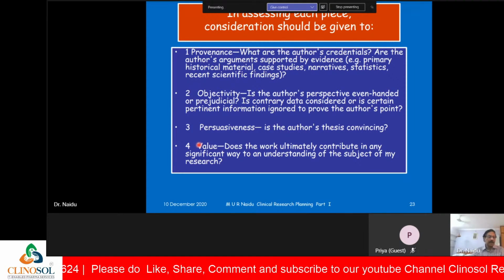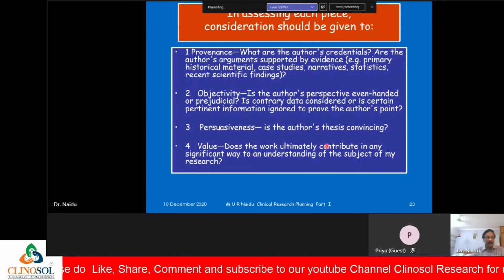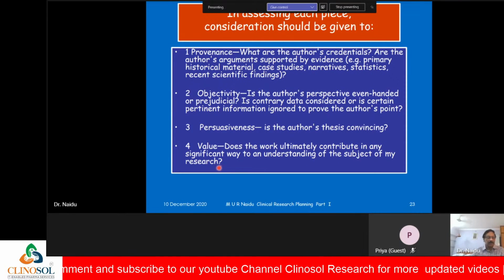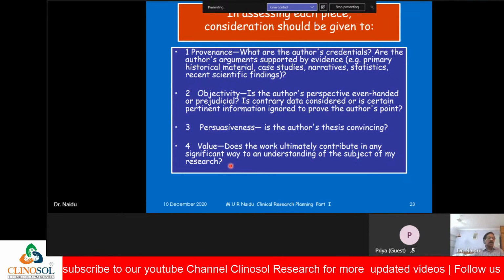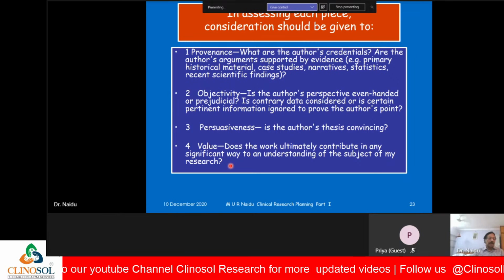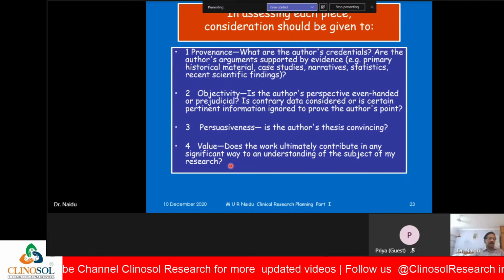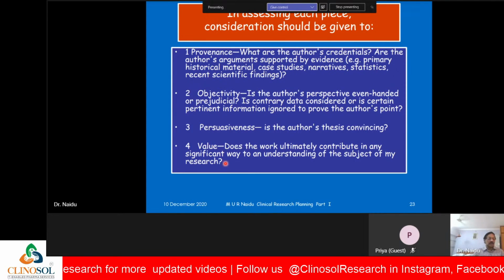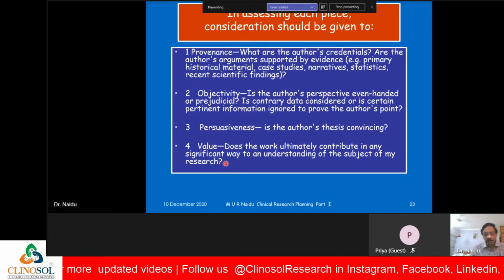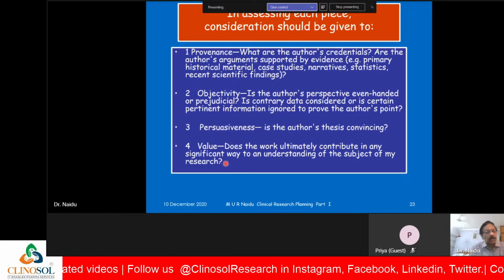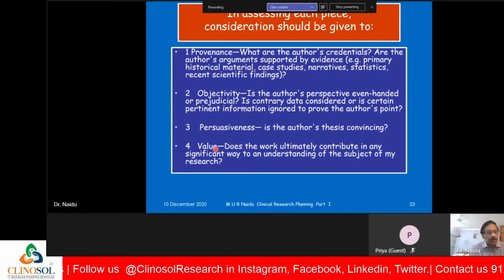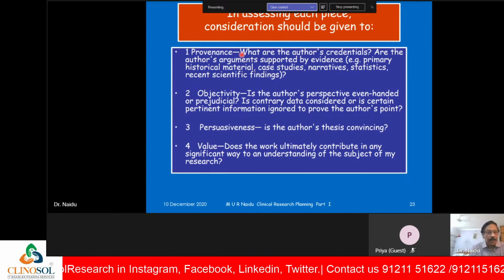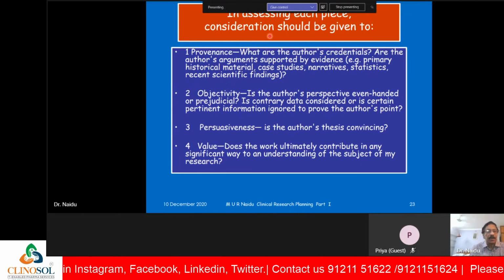Then a very important thing is the value. Does the work ultimately contribute in a significant way to understanding the subject of my research? You wanted to do research in a particular area. You find one publication, it is very good, but you check whether it has any value related to your research, or it is just information, maybe very good, but it may not be relevant to your research. So the value of that particular research publication is also very important. So these are 4 points that should be considered when you are looking at a particular topic.